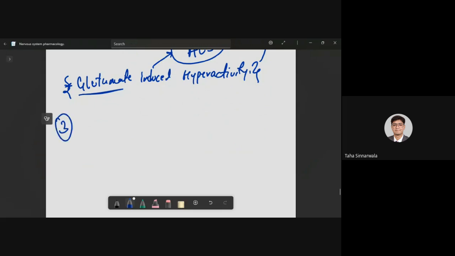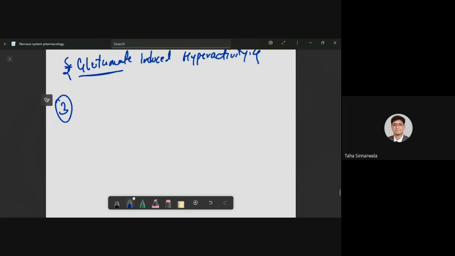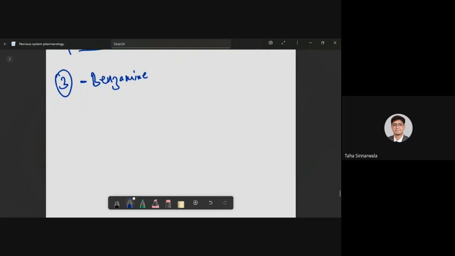Now, finally, the third class of medications that we have is a bit weird. It's not a very standard medication. It's rather a small subgroup. And these medications will always have the suffix benzamine. So this could be, let's say, tetrabenzamine, or it could be deutetrabenzamine, any kind. But remember the benzamine suffix. These medications are used for Huntington's disease.